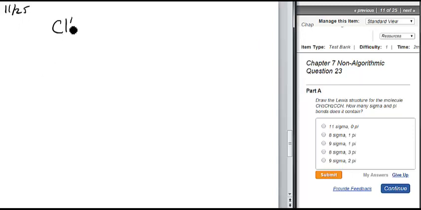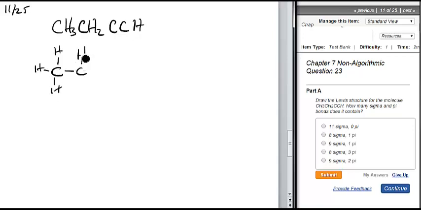So we're going to take CH3, CH2, CCH. So it's already given us a lot of information about that Lewis structure. And it's telling us that there's a methyl group, so that's going to be like that, bonded to what's called a methylene group, CH2. And then there's going to be a C without any hydrogens, and then another C with an H right there.